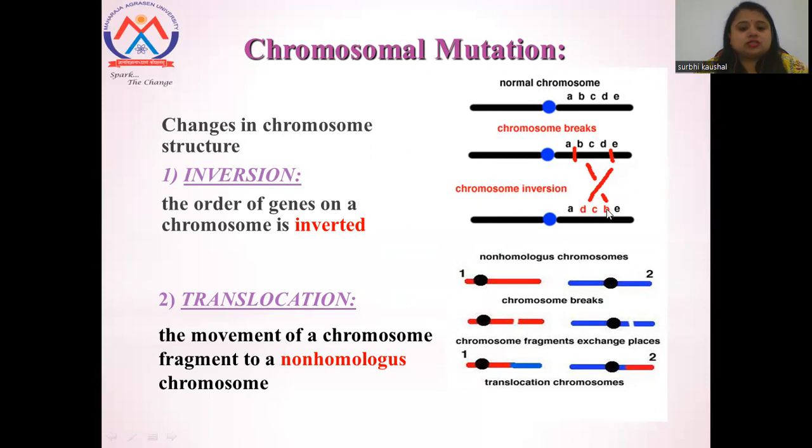Next is translocation. Here, there is movement of a chromosome fragment to a non-homologous chromosome. As you see in this diagram, there are two chromosomes, one in red color and another in blue color. There is a break in the red chromosome and it is replaced by a piece of the blue chromosome, and also a break in the blue chromosome and it is replaced by a piece of the red chromosome, meaning they interchange their regions. So it is known as translocation type of chromosomal mutation.